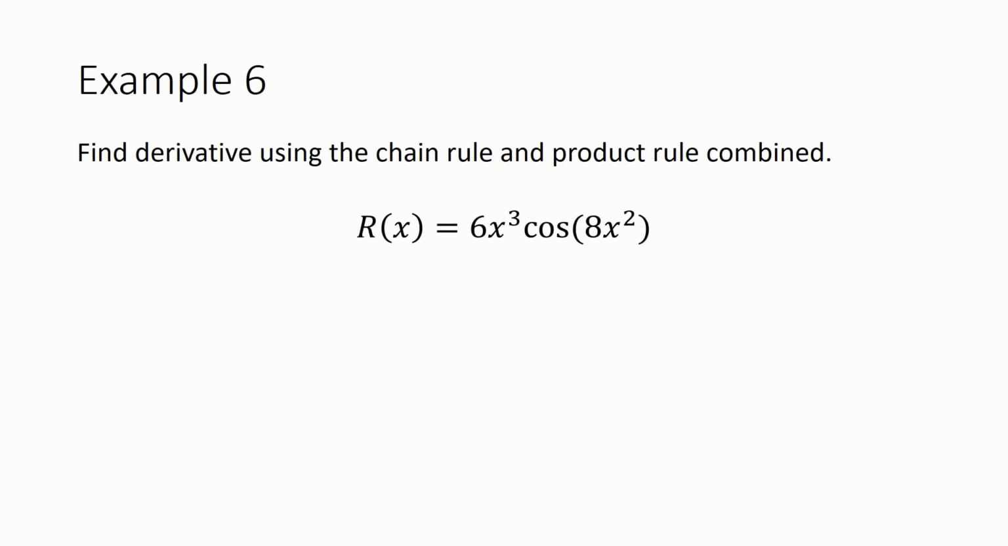Let's take a look at example 6. Example 6 is r of x equals 6x to the third times cosine of 8x squared. So we have a lot going on there. We have a polynomial times cosine, and in the argument of the cosine is another polynomial. Well, we can use the chain rule and the product rule at the same time to find the derivative of r of x.